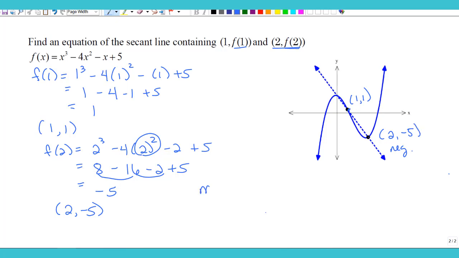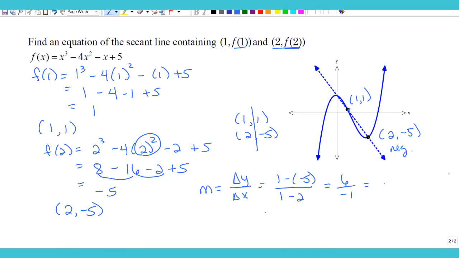So again, I need to find my slope. I have these 2 points, and remember I need delta y over delta x. That triangle is a Greek letter, delta. In math we use it for the change or the difference. So again, it doesn't matter what order you subtract them in as long as you are consistent. So I'm going to have 1 minus a negative 5 over 1 minus 2. So that's 6 over negative 1, which is negative 6. That is definitely a negative slope.